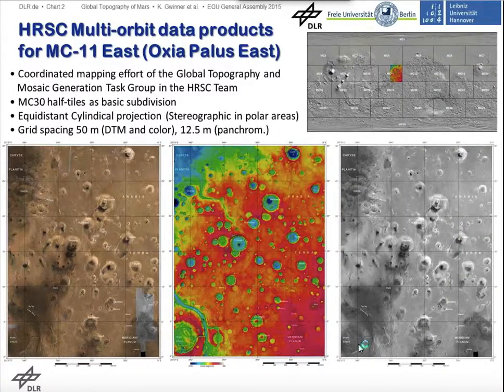That's how the first quadrangle or half quadrangle looks like that we presented at EGU this year. We adopted the MC30 map scheme of USGS, and we are always producing half tiles. And actually, this is a whole mapping program, or at least a concept for it.